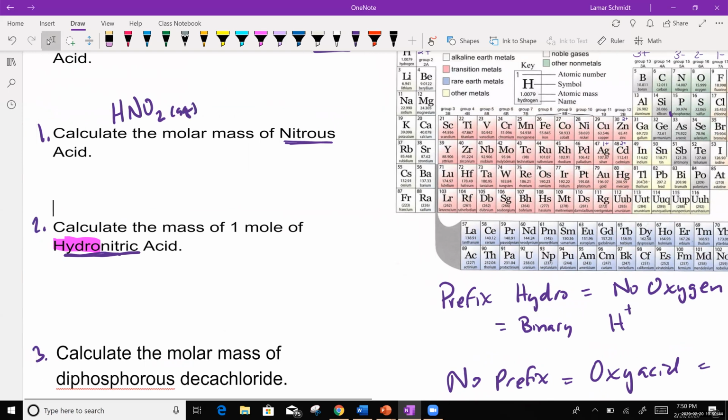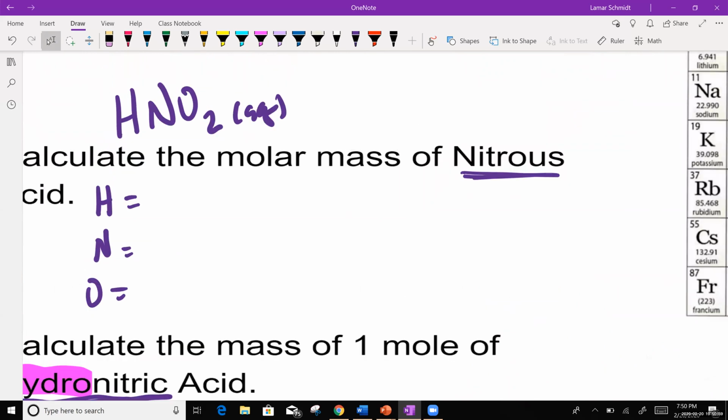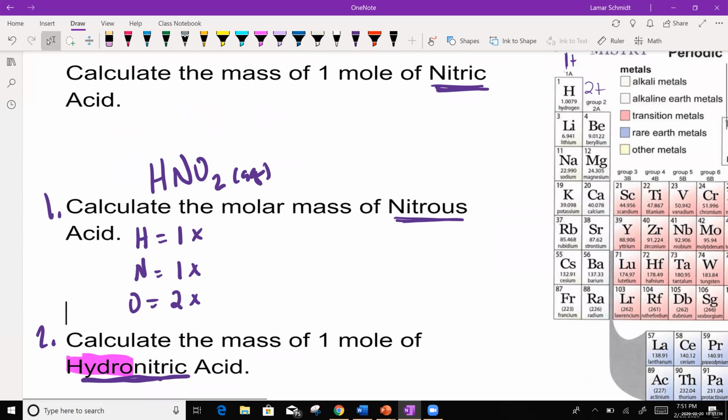Now we can calculate the molar mass. We have hydrogen, nitrogen, and oxygen, so we just have to count how many of each we have in HNO2. You should see we have 1 hydrogen, 1 nitrogen, and 2 oxygen. Now we simply multiply that number by the molar mass found on your periodic table. Hydrogen is 1.0079, and our unit for molar mass is grams per mole.